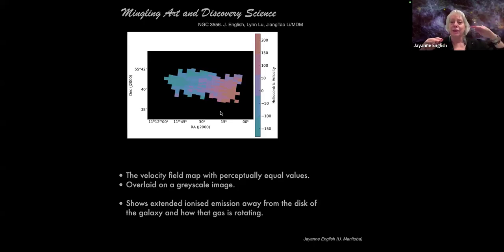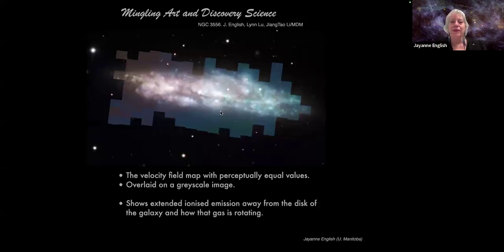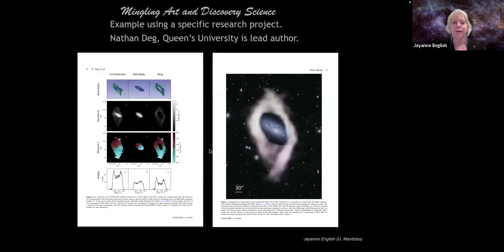And this way, you don't change a light gray to be darker or dark gray to be lighter. You just keep the correct intensity relationships when you have perceptually equal values in your color map. And so that means I can see that there's ionized gas that's away from the plane or disk of the galaxy. And I can also see one side of this halo gas is coming towards me and one side is going away. So it's rotating along with the galaxy's rotation.